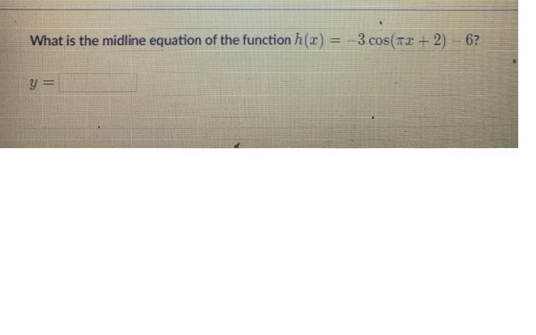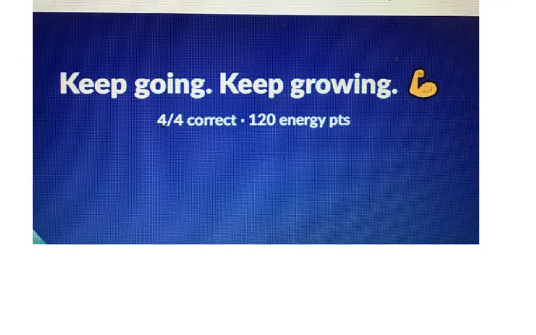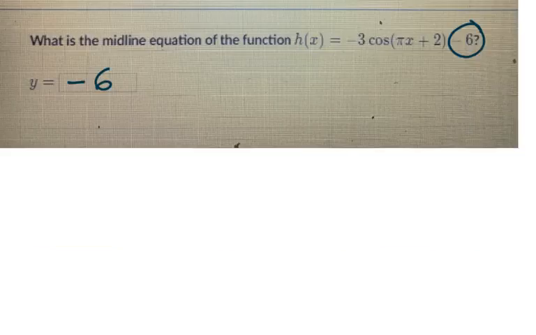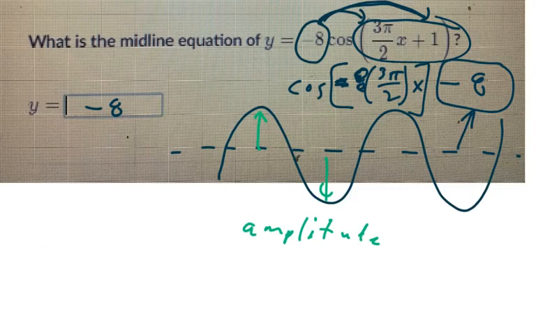This one right here, what number is at the end? -6. Now you have 1 or 2 more you have to do, guys. But it's that simple. Whatever number is at the end is your midline. As you can see, I got 4 out of 4 right there. I hope you can do the same.